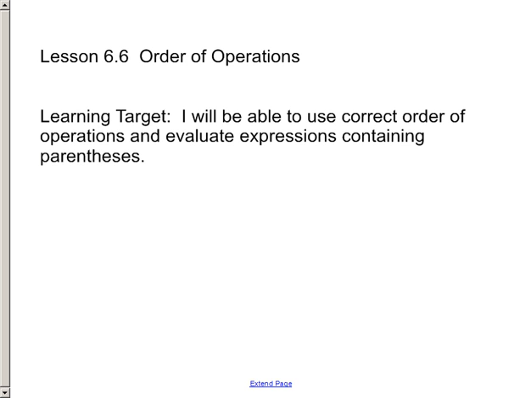This lesson is on order of operations, and it's a quick review lesson because we've worked with order of operations before. The learning target is that I'll be able to use the correct order of operations and evaluate expressions that contain parentheses.